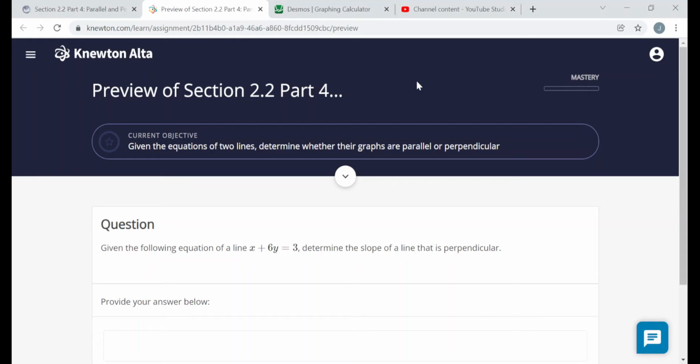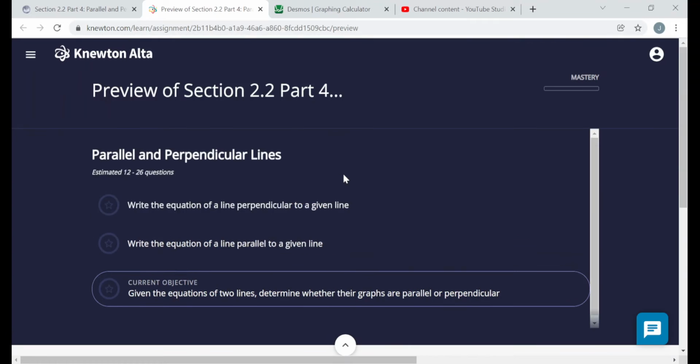Alright, so here's your assignment page. Again, you won't see the words preview of, you'll just see the title. You've got your mastery bar, telling you how far along you've gotten. You can see the objectives and how far you've gotten in those. Looks like there are 3 objectives in this particular assignment.